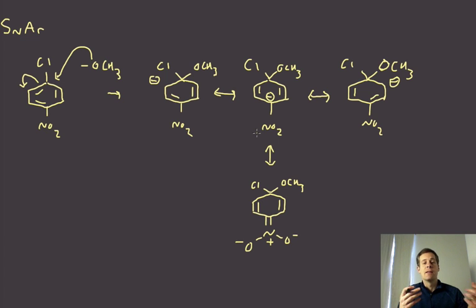That's the first step. And then for the second step, keep in mind we've lost aromaticity, just like with electrophilic aromatic substitution where we formed a cation and lost aromaticity. We've done the same thing here in forming an anion.